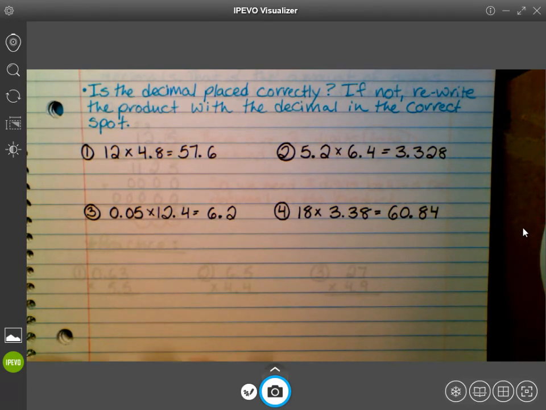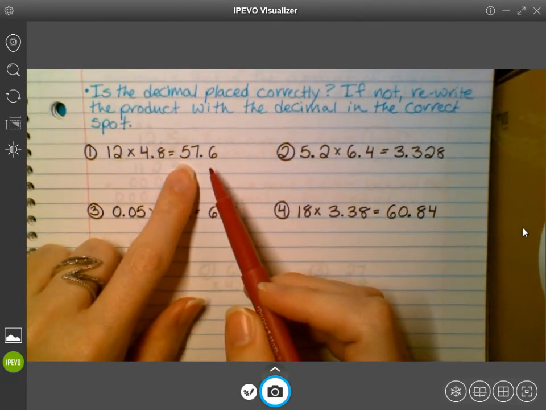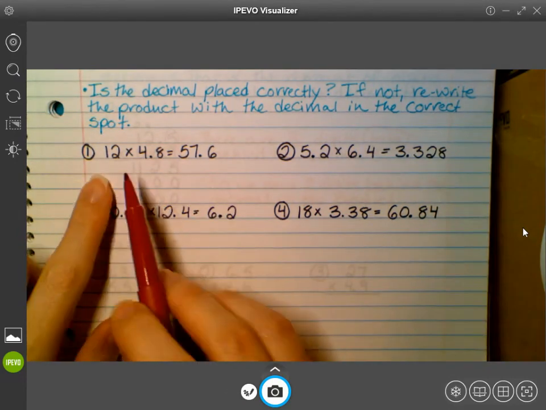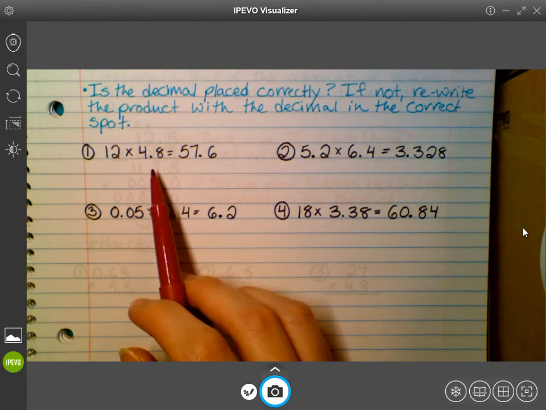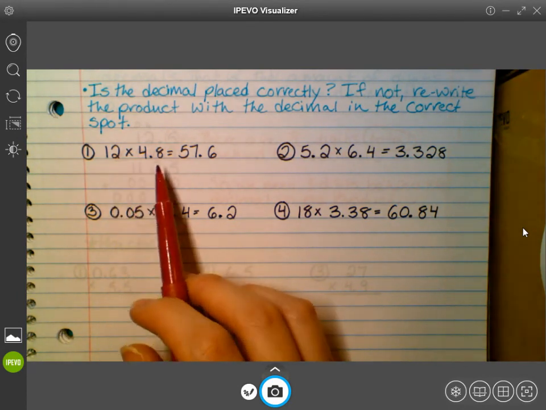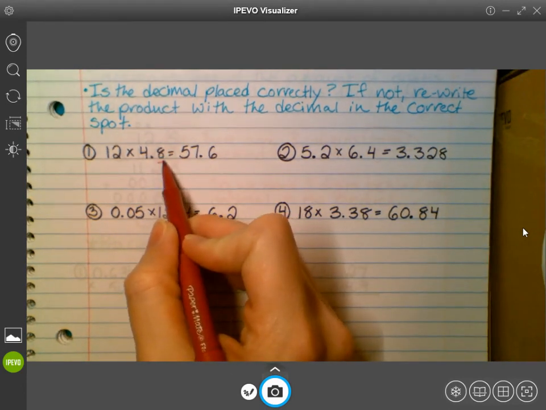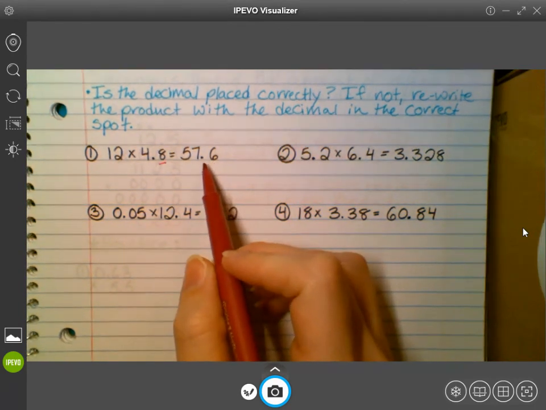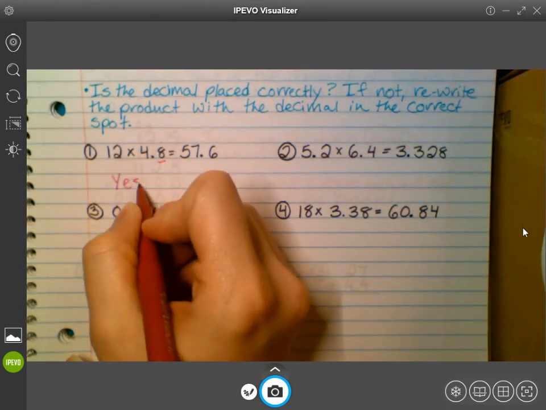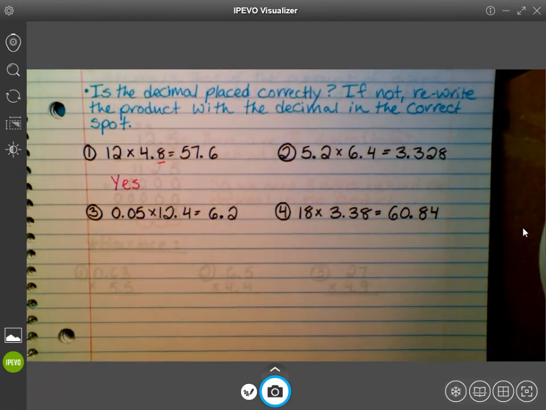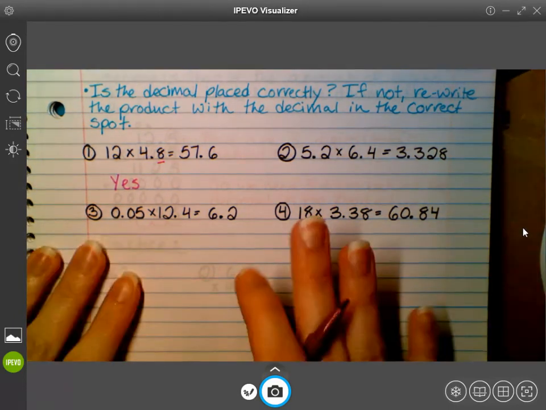So, our job was to look at the product they gave us and determine, okay, is that decimal in the correct spot? So, if I look at 12 times 4 and 8/10, show me on your hand how many numbers I have behind a decimal in this problem. There's just one, right? It's just the 8. Is there one number behind my decimal in the answer? Yes. So, yes, it's correct. I'm going to write yes. It's good. How many of you said yes, it's correct for number 1? Awesome. Awesome. Now let's look at number 2.